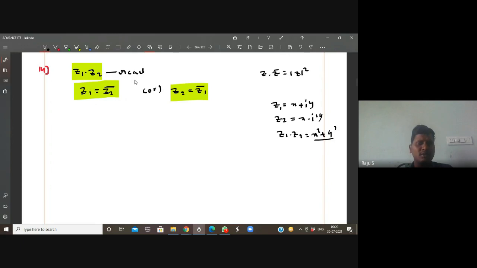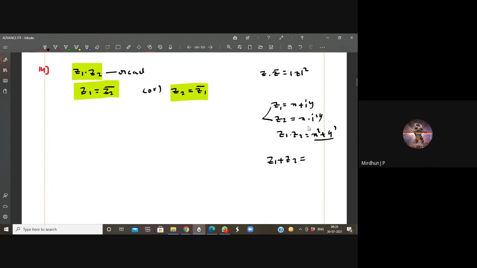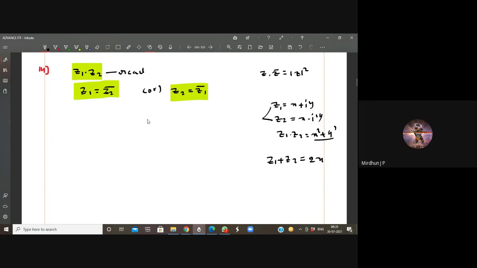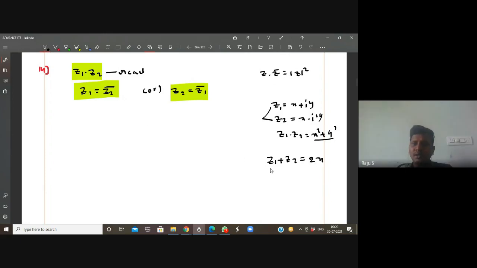But this Z1 Z2 becomes real. When we are adding, if I take Z1, Z2 like this, what about Z1 plus Z2? 2x, plus 0 iota. Clearly this is 2x, nothing but it is a real number also. Every real number is complex. But when I take Z1 is equal to minus Z2 conjugate, what about that?